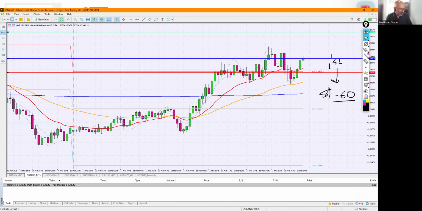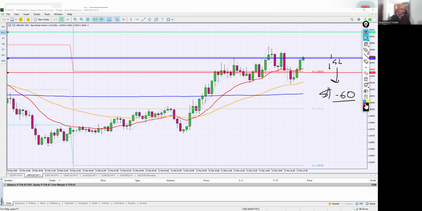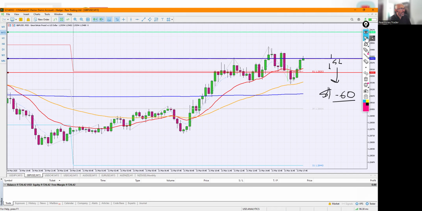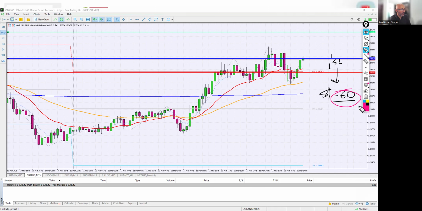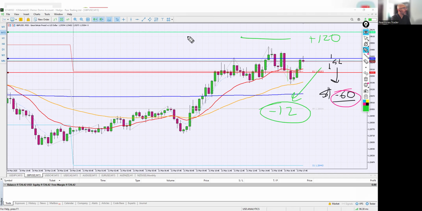And it makes sense, because if I am risking here $60, it is because I am looking for earning $120, positive. Here I am risking 12 negative, but here I am going for 24 positive. That is the outcome. That is the forecast of my trade.